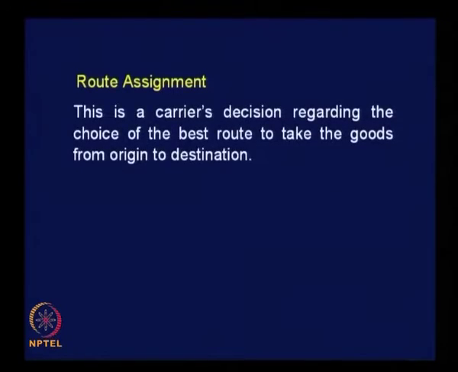As a consignor we cannot fix a route for the movement of the goods vehicles. It is the operator of the goods transport system who is fixing or deciding about the route to be followed, right. So that way the route assignment is relatively simple in the case of goods transportation. It is decided by one agency which is operating the goods transport service, right. This is a carrier, meaning operator here, making the decision regarding the choice of the best route to take the goods from origin to destination.